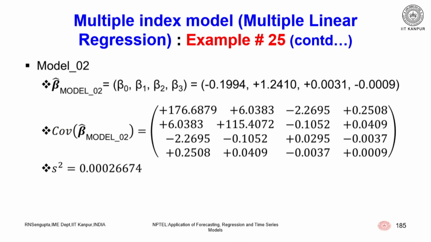Based on that, when we put it in the model and solve it, we get the values. Beta naught hat is minus 0.1994, which is the intercept. Beta 1 is plus 1.2410, beta 2 is plus 0.0031, and beta 3 is minus 0.0009. When we calculate, these are simple calculations where we know what x is, and we know y is of size n cross 1, where n is 99.